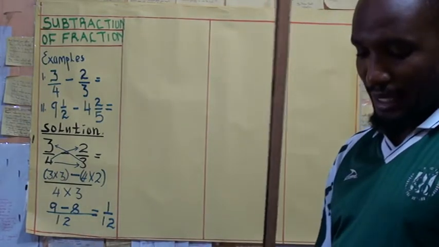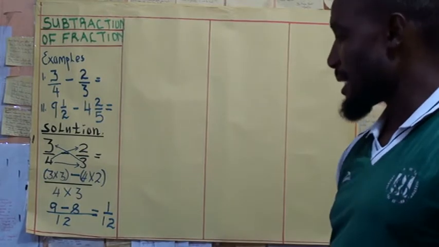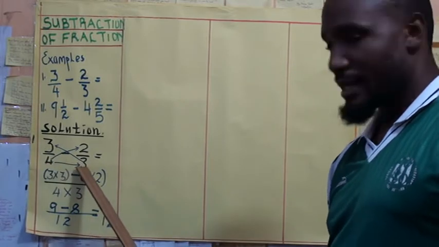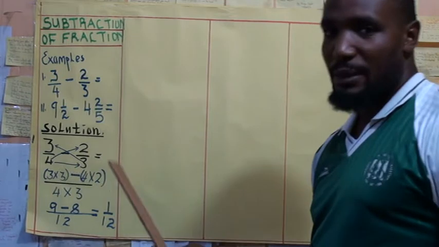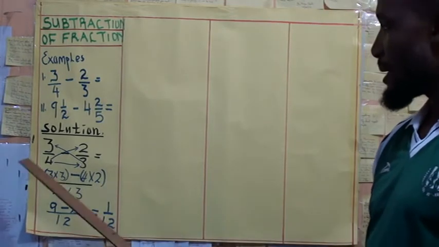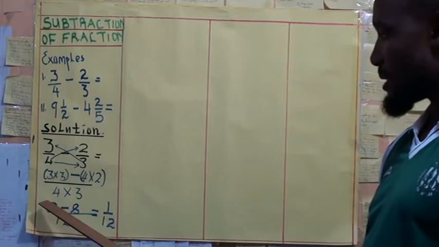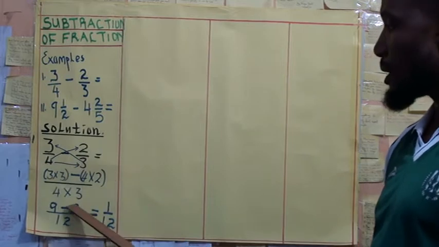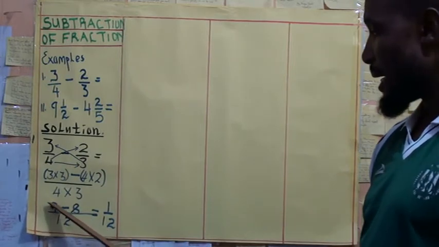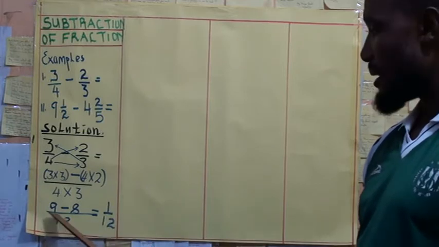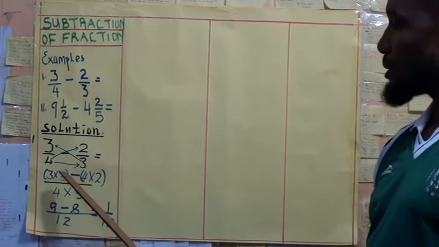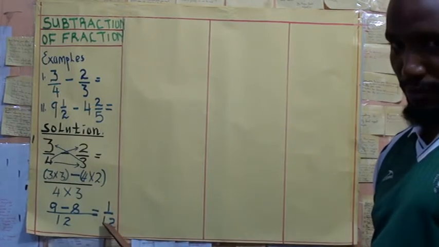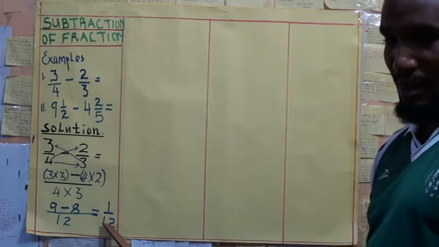But how did we reach that answer 1 over 12? We reached that answer by taking 4 times 3. You multiply the denominators. After multiplying the denominators, you get 12. Then you take 3 times 3, which is 9, over there. Then you take 4 times 2, which is 8. Now, 9 minus 8 is 1, and the denominator remains 12. So when you subtract 3 over 4 minus 2 over 3, your answer is 1 over 12. Are we together? That is your answer.